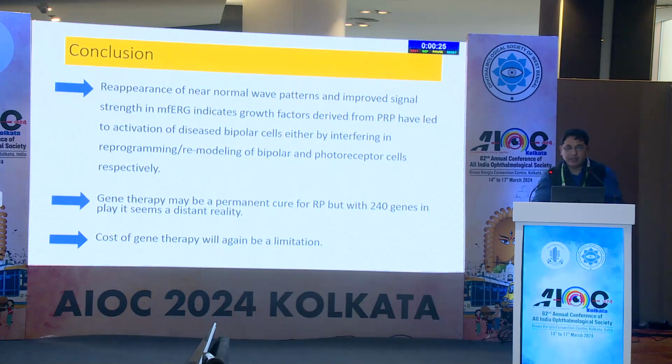So we see that reappearance of near normal waveform and improved signal strength in multifocal ERG indicates growth factors derived from PRP have led to activation of the diseased bipolar cells, either by interfering in reprogramming or remodeling of the bipolar and photoreceptor cells respectively. Though we understand it's a genetic disease, so gene therapy should be the permanent cure, but with 240 genes in play, it seems a distant reality.